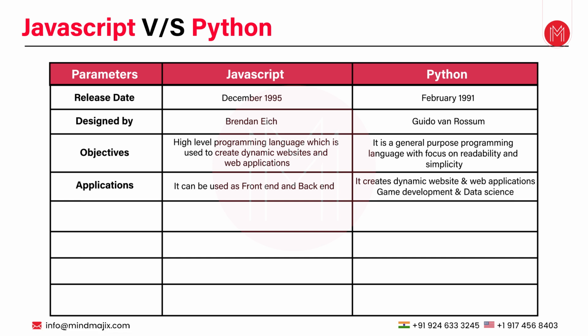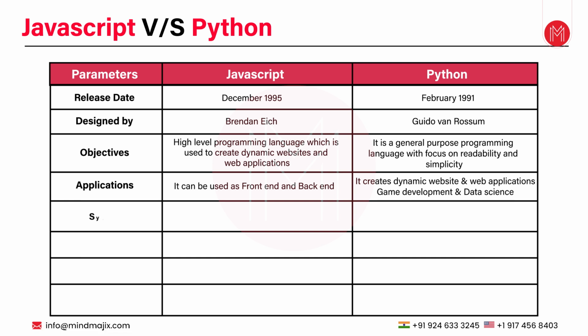Whereas if you talk about Python, Python can also be used in web development, as there are frameworks such as Django and Flask, which can be used for web development as well. But apart from that, Python can also be used for game development, and Python is widely used in the field of data science, like data analysis, machine learning, deep learning, and so on.